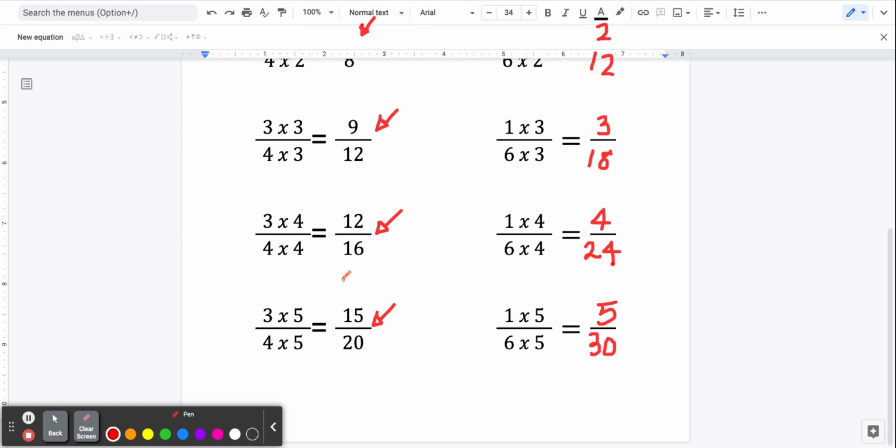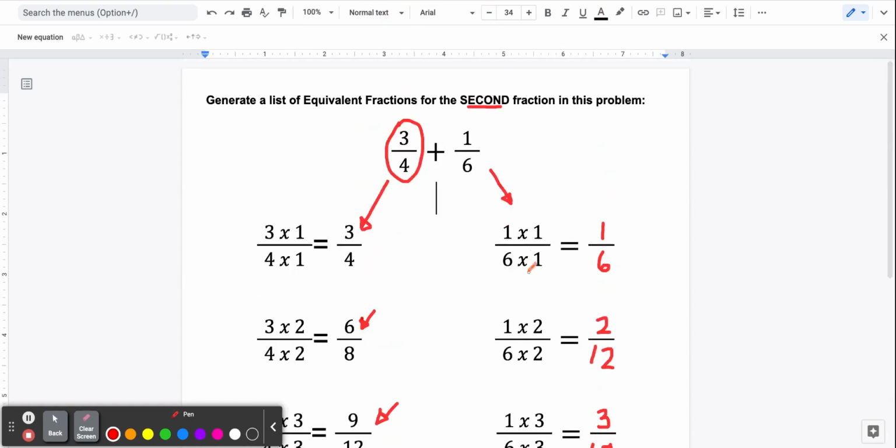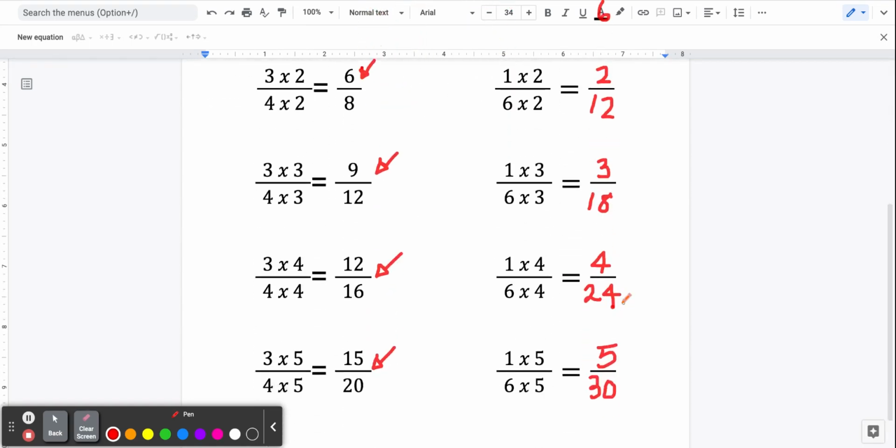And in this way, after the third lesson, you have now generated 5 equivalent fractions for the first fraction in the problem, as well as 5 equivalent fractions for the second fraction.